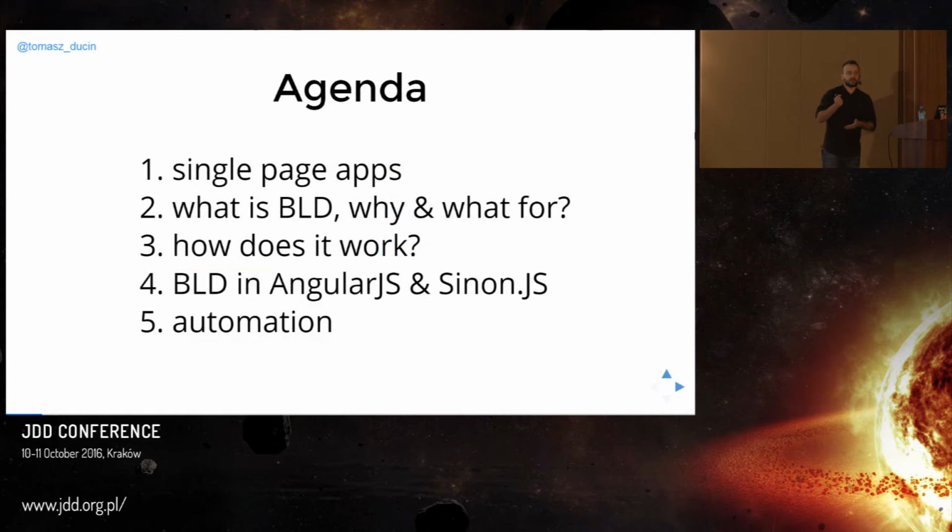So I would like to start with briefly recalling what is single-page application approach, what is the idea behind it. Then we'll go to the main point, backend-less development. So what is this? Why do we need it? What is it for? We'll discuss the technical details. Basically, how does that work? We'll analyze examples in Angular.js and Sinon.JS, and we'll finish up with automation because we don't want to do things manually.